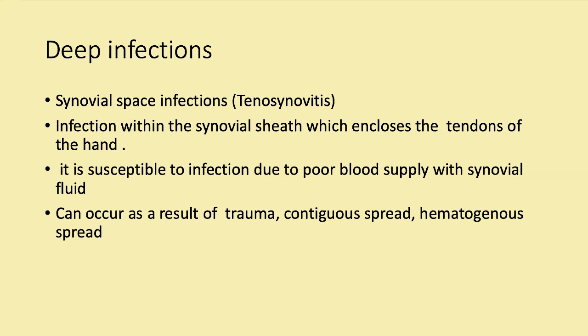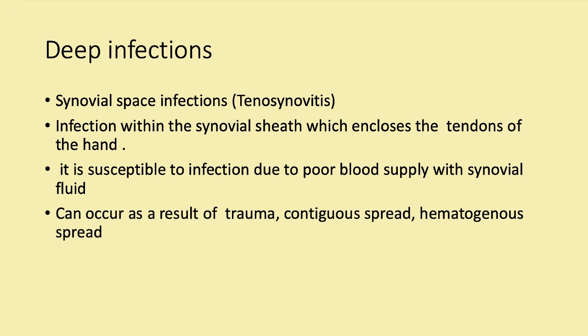For deeper infections, which are infections within or beneath the flexor or extensor tendons, as the case may be, we have synovial space infections or tenosynovitis, which can affect the flexor or extensor tendons of the hand. The synovial sheath is a two-layered structure that encases the tendon of the hand. When infection occurs here, there is reduction of the gliding properties of the tendon, affecting movement. It is also susceptible to infection because it has poor blood supply and synovial fluid, which serves as a good medium for bacterial growth.